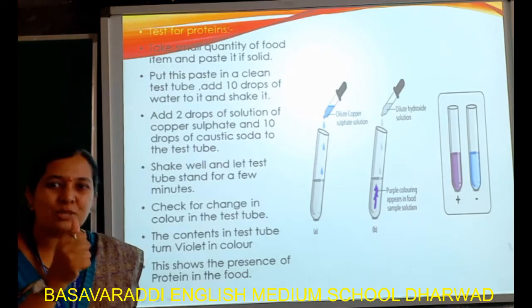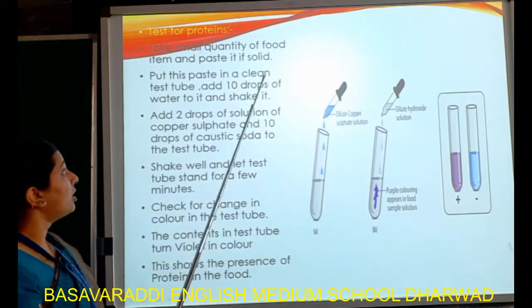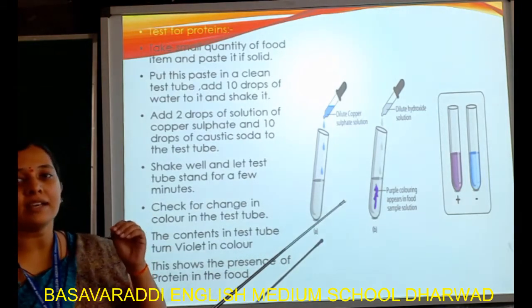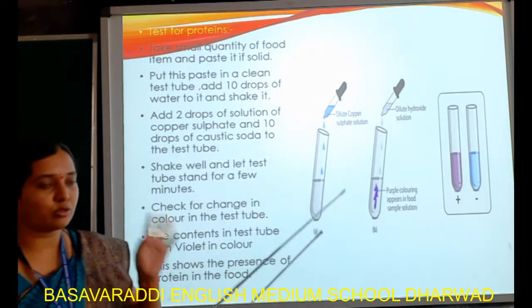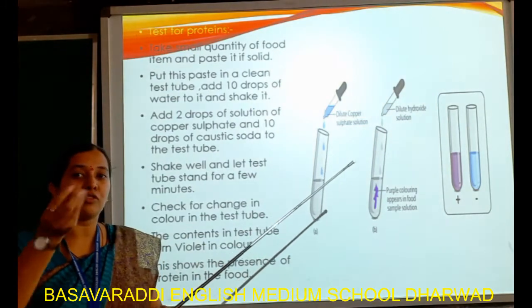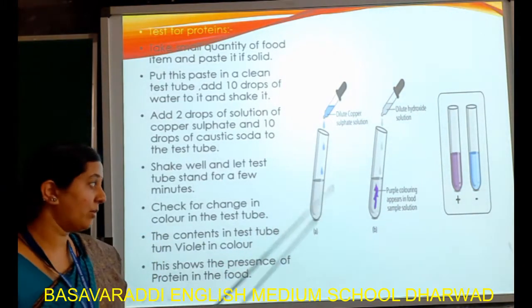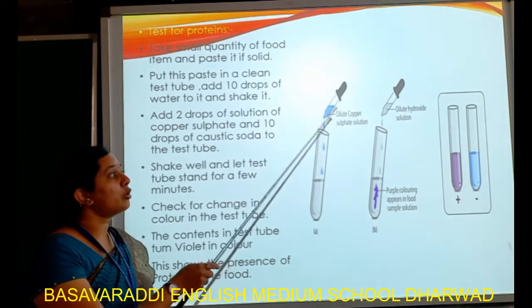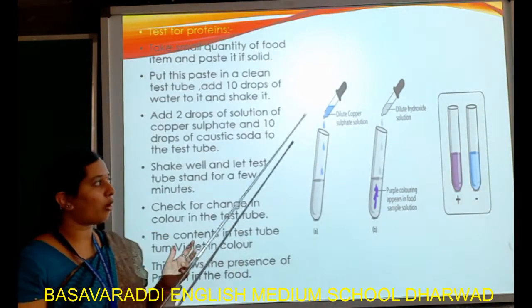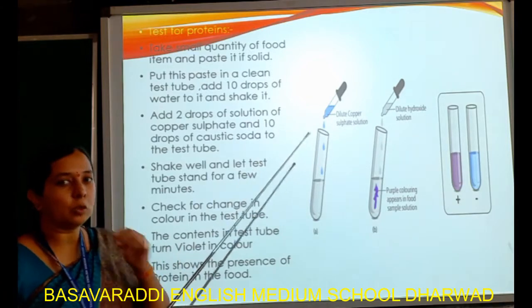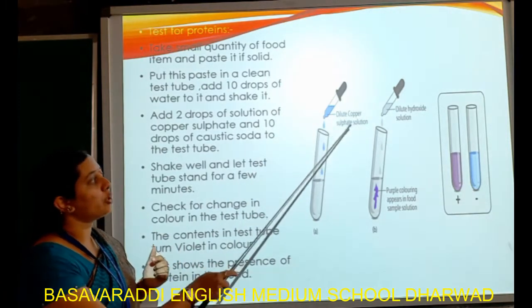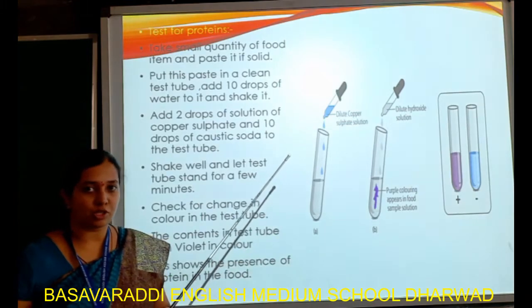We have to smash it there. Then we have to put it in a test tube, and to that test tube we are going to add some water, so that we get a solution of the food which we have smashed. To that particular test tube we are going to add dilute copper sulfate solution. The copper sulfate solution will be blue in color, you can see here.